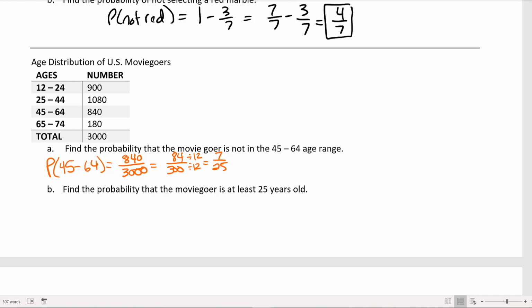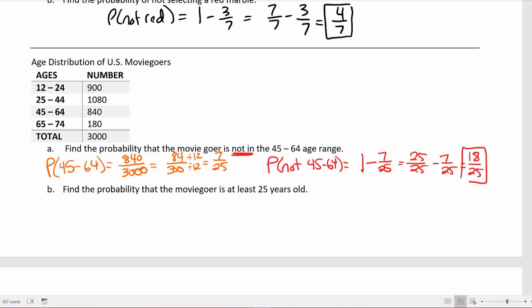But that's not the question asked. The question asks, what is the probability that the moviegoer is not in this category? So I am going to take the probability that they're not 45 to 64. I'm going to take 1 minus the probability that they are. The fast way of getting 1 to turn into a fraction with a common denominator of 25 is just 25 over 25. And 25/25 minus 7/25 is going to be 18/25, and that does not reduce. So that is your answer, 18/25.